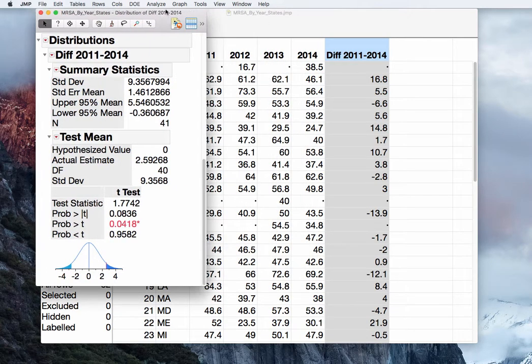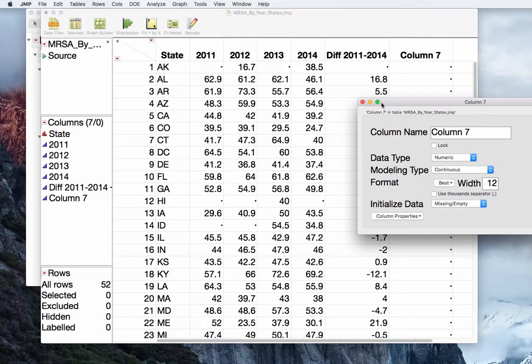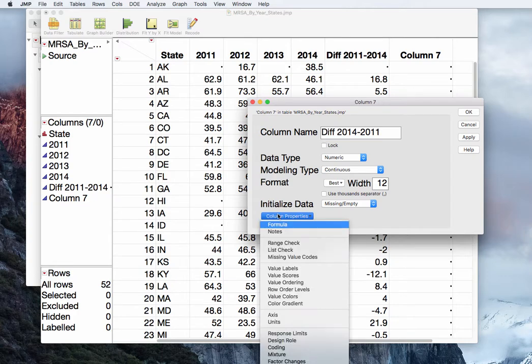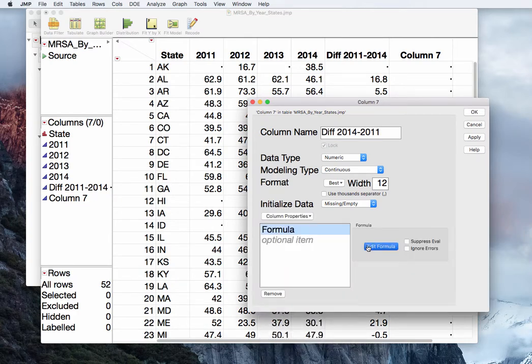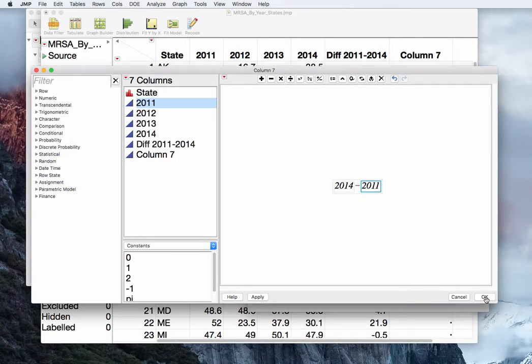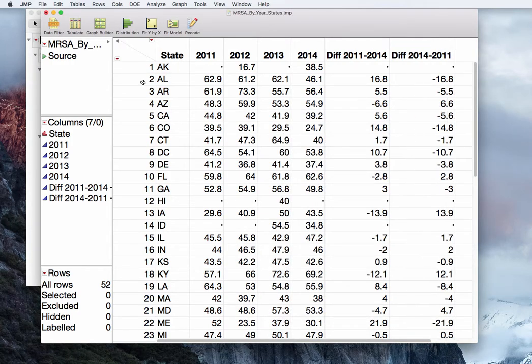Now, what about if we did the difference the other direction? Simply create a new column and look at the difference 2014 minus 2011. Do a formula, edit that formula, 2014 minus 2011, and press OK. What you'll notice here is that we get the same absolute difference. One is positive here versus negative.